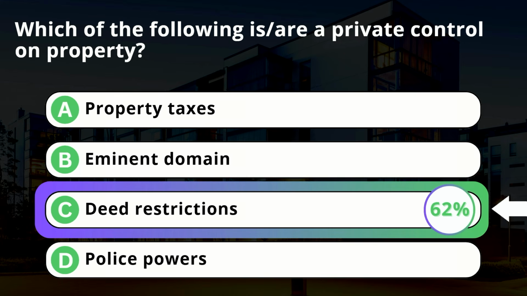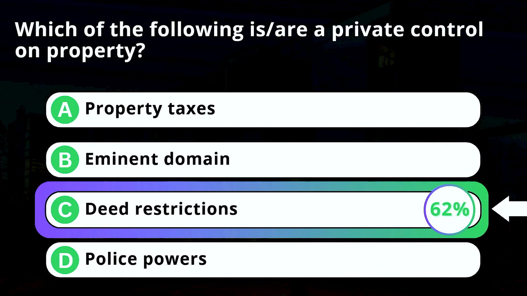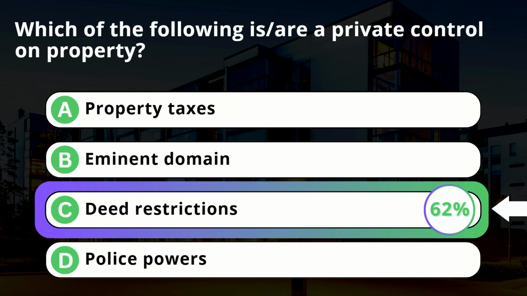And then police powers are public controls, zoning, ordinances, and such. Those are all police powers, right? So all of that stuff is within the world of public controls. And the only odd duckling out is deed restrictions, which are private restrictions contained within the deed. Sometimes we call these CC&Rs, by the way, covenants, conditions, and restrictions. And this is a great question explaining and understanding what a private control on property is.